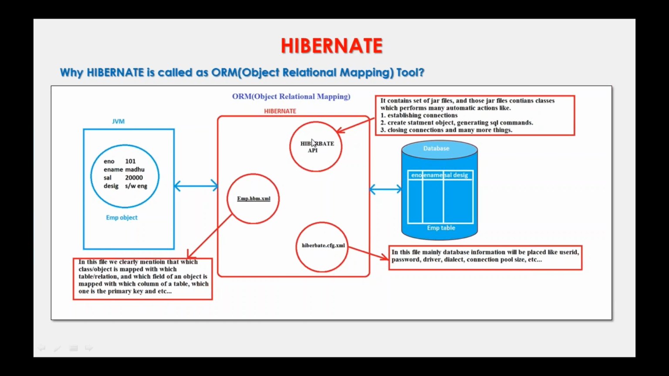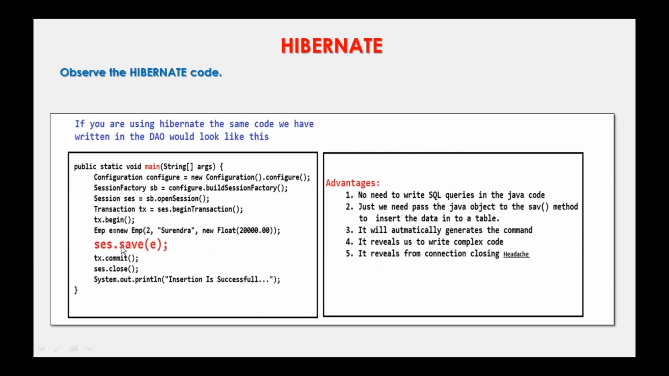How does it identify that those details have to be stored in the employee table? Based on the HBM file. In the HBM file, you may mention that EMP object details have to be stored in the employee table. So Hibernate takes the support of these two files and stores the data into the employee table. Do you understand what happens when you call the same method? The method takes the object, takes the support of the mapping file and the configuration file. Based on the configuration file, it connects to a particular database. Based on the mapping file, it directly stores in a particular table.